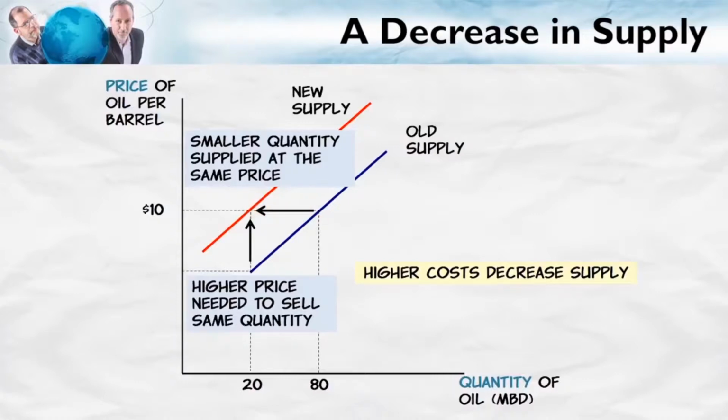Or equivalently, it means that for any particular quantity, with a reduction in supply with higher costs, the firm needs a higher price. Because their costs have gone up, the price that the firm requires in order to sell any particular quantity has increased. Remember, this is the minimum price that suppliers require to produce this quantity. And with higher costs, that minimum price has gone up. That's what a decrease in supply looks like. Higher costs, decreased supply.